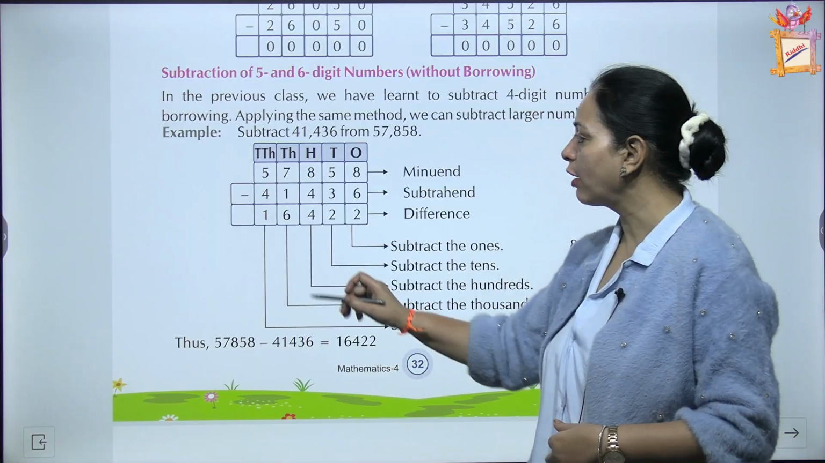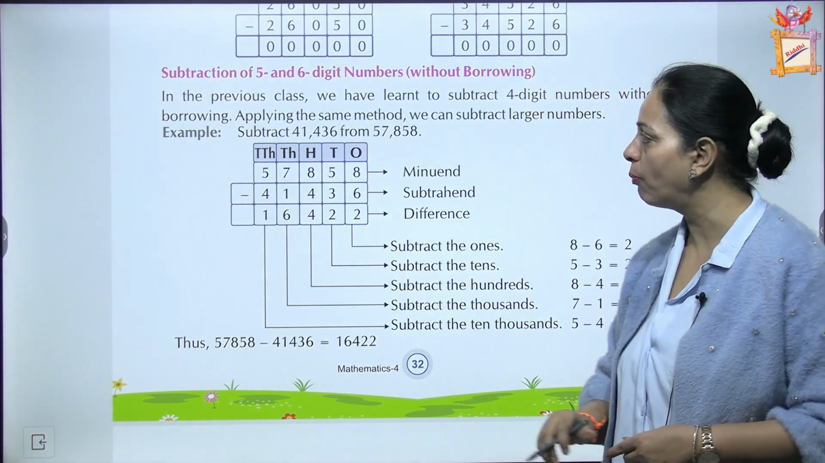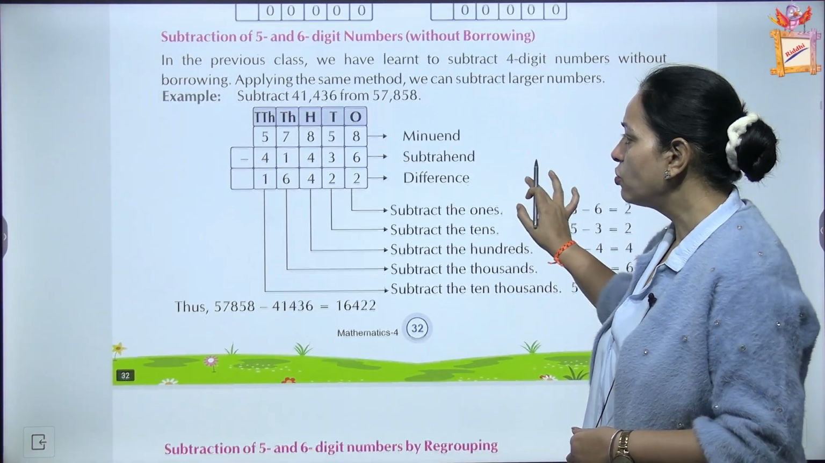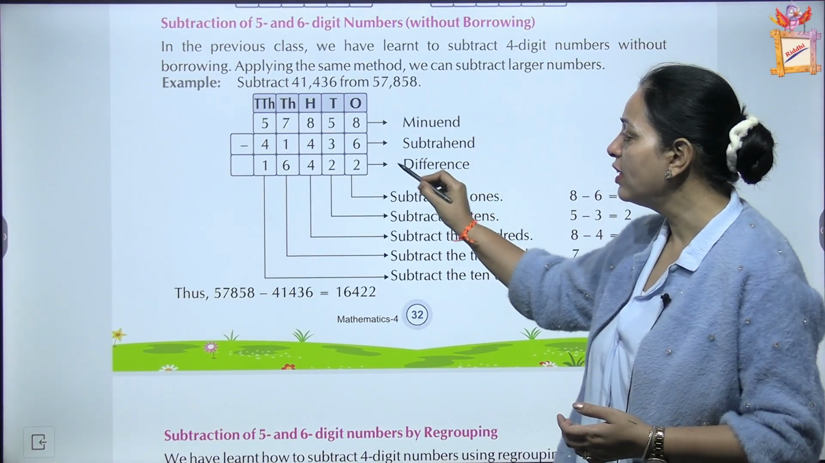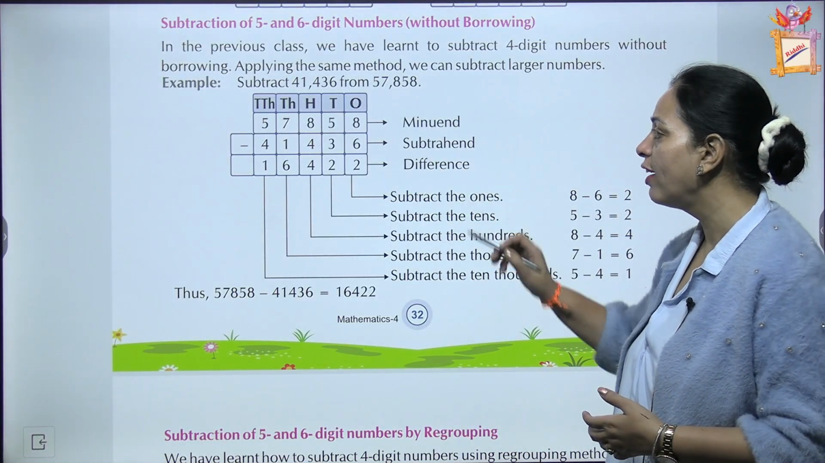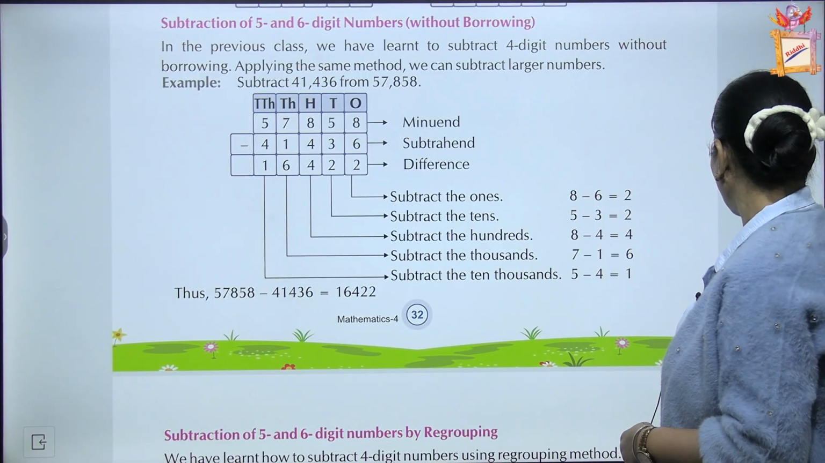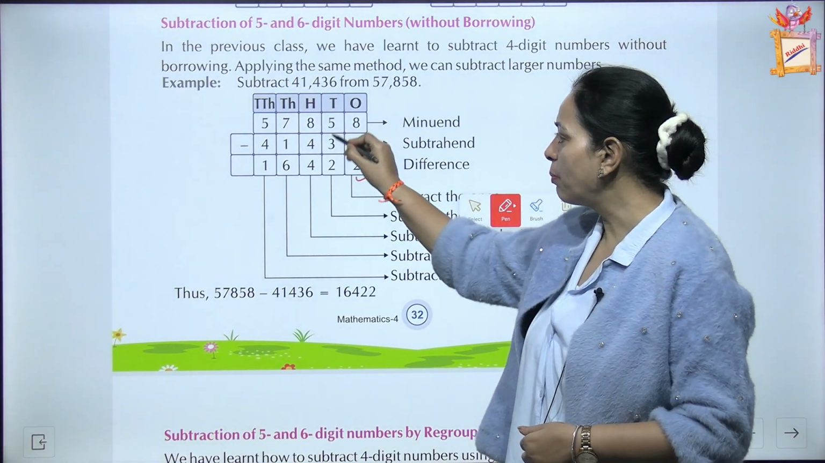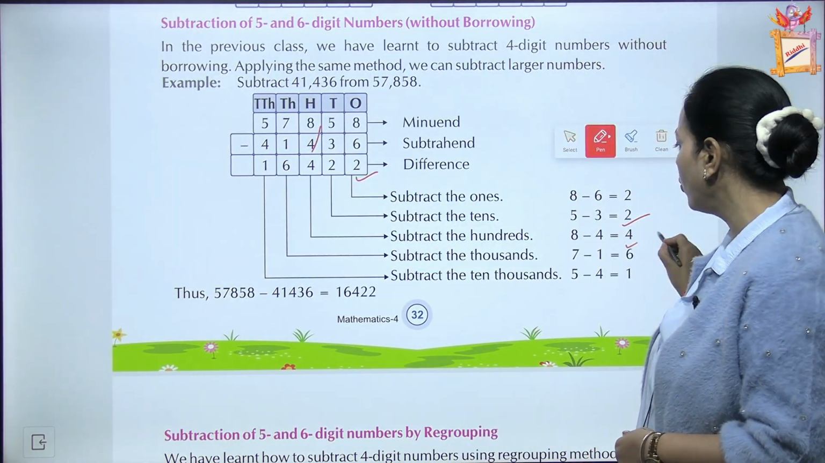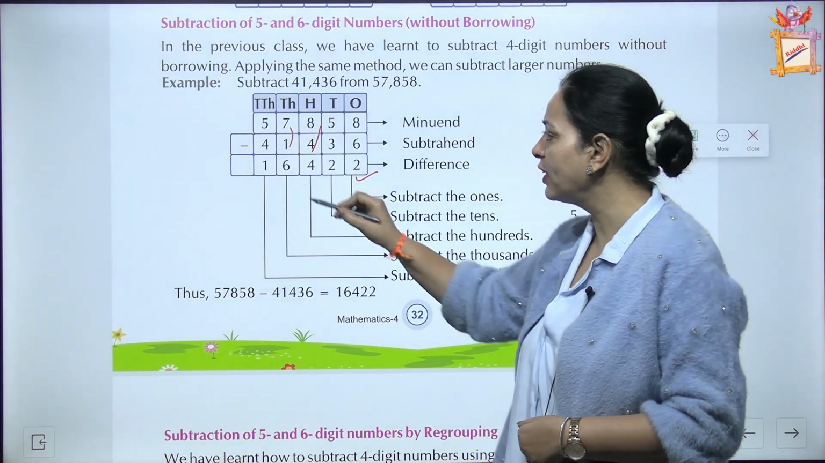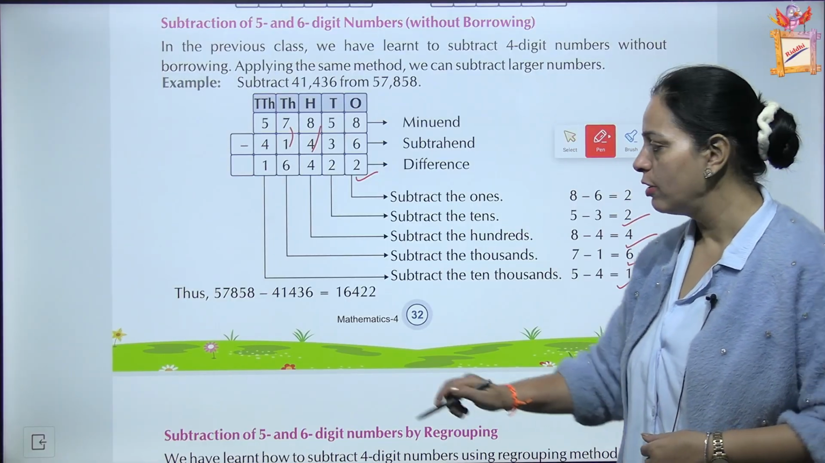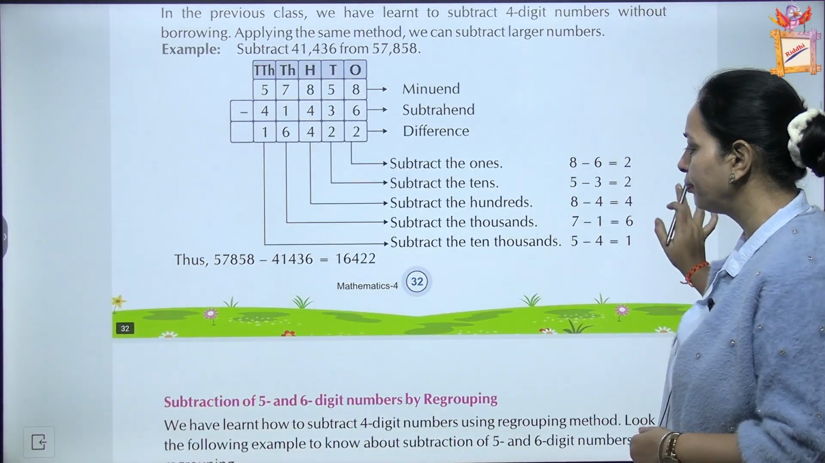See example, subtract 41,436 from 57,858. So first arrange the numbers. The number from which we subtract is the minuend, the number which we subtract is the subtrahend, and whatever the answer is, that is the difference. So first subtract the ones. 8 minus 6, 2. Subtract tens. 5 minus 3, 2. Subtract hundreds. 8 minus 4, 4. Subtract thousands. 7 minus 1, 6. Subtract 10,000s, 5 minus 4, that is 1. So this is the number.